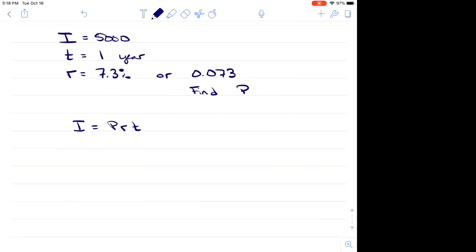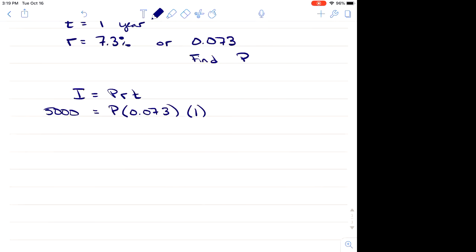So I was 5,000. P is what we're trying to solve for. And the rate was 0.073. And the time is 1 year. Because we're just multiplying across here, there's no harm in multiplying these two together. In fact, they're just 0.073. You can multiply them together first before you divide them over, or you can divide them over together and then simplify them. Again, it doesn't matter to me, as long as you're showing what you're doing.